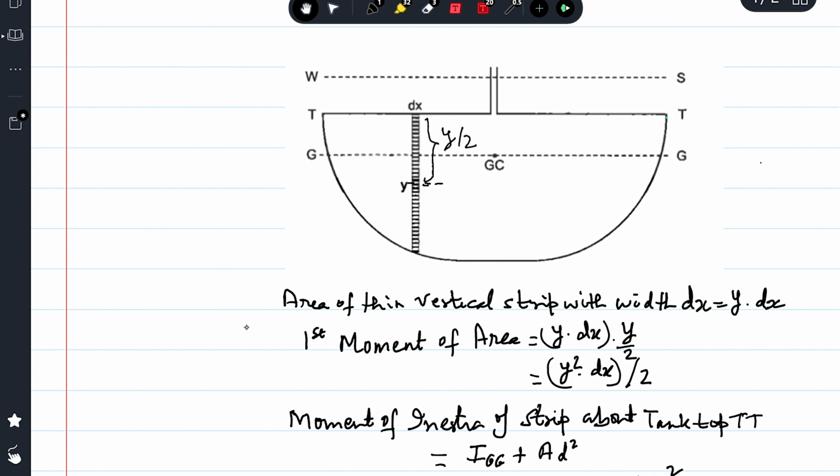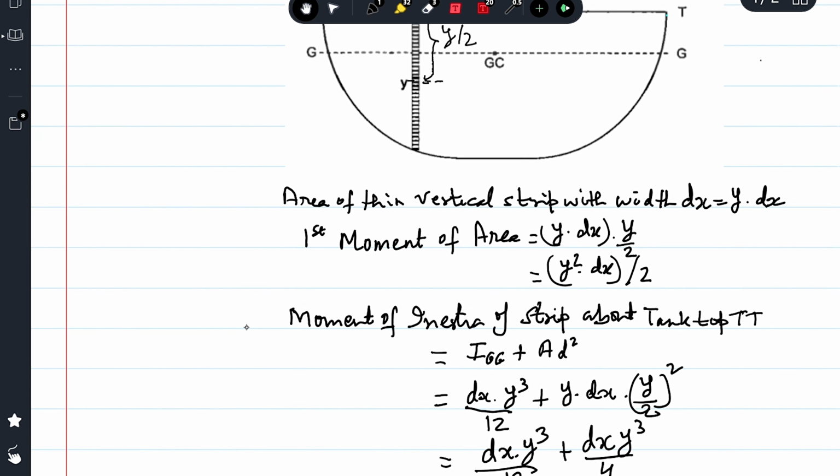But remember, for this moment of area, the y square function, at the end when we do the sum of the products and find the first moment of area by Simpson's rule, the SOP must be divided by 2. You can see why in the working we are dividing the sum of the products by 2. The derivation is here: y square dot dx divided by 2. So that division by 2 comes from here.